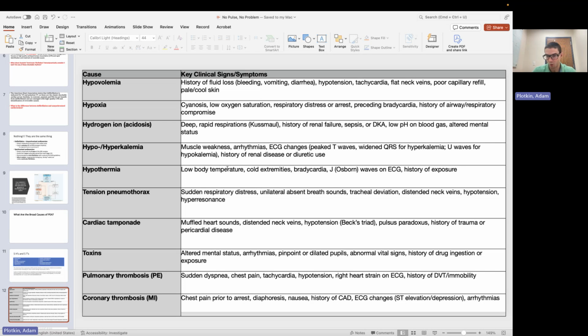For hypothermia, think about low body temperatures. Were they outside on a cold winter night? What do their extremities feel like? Do they have bradycardia? Do they have Osborne waves, which I'm going to show you a picture of? And do they have a history of exposure, right, being out in the cold?